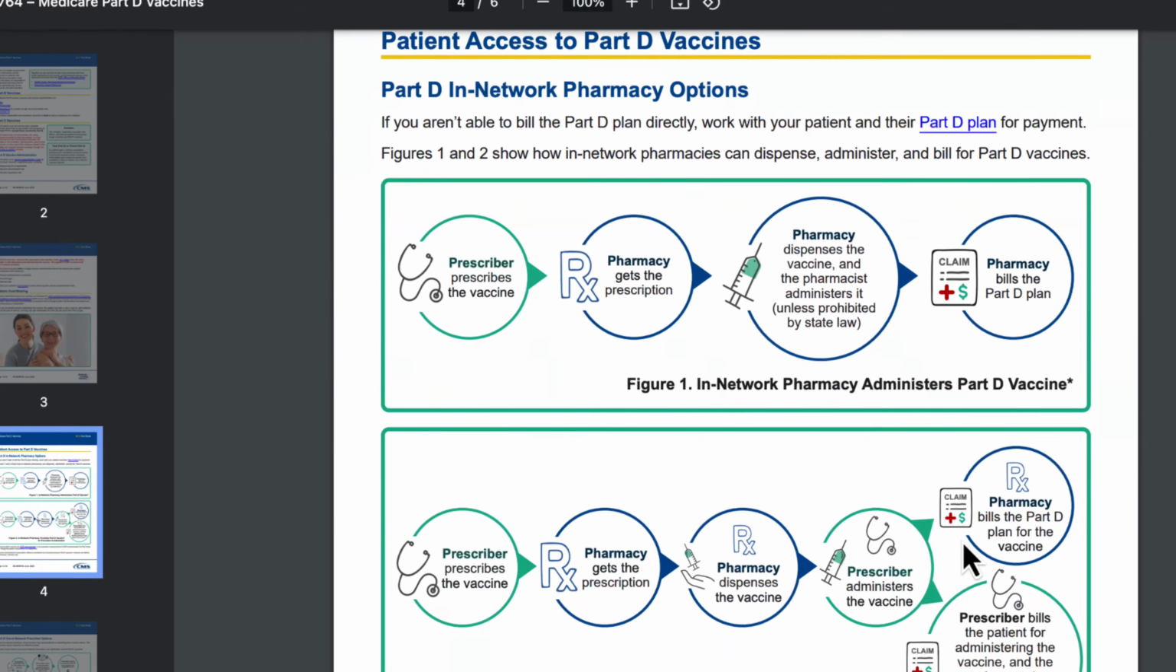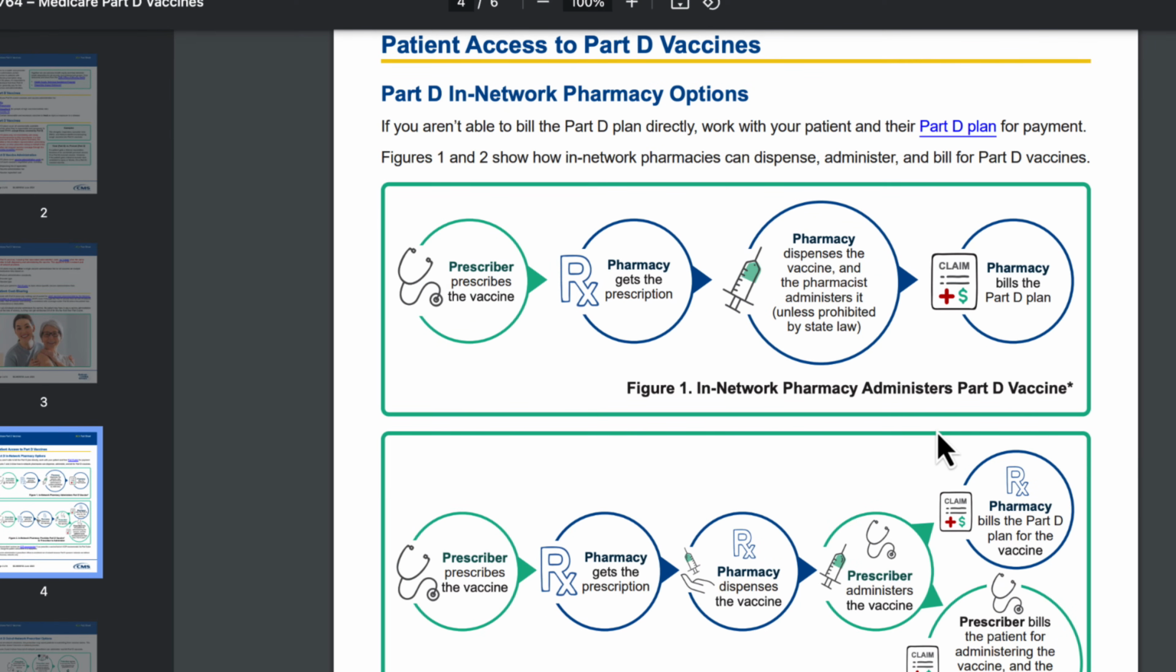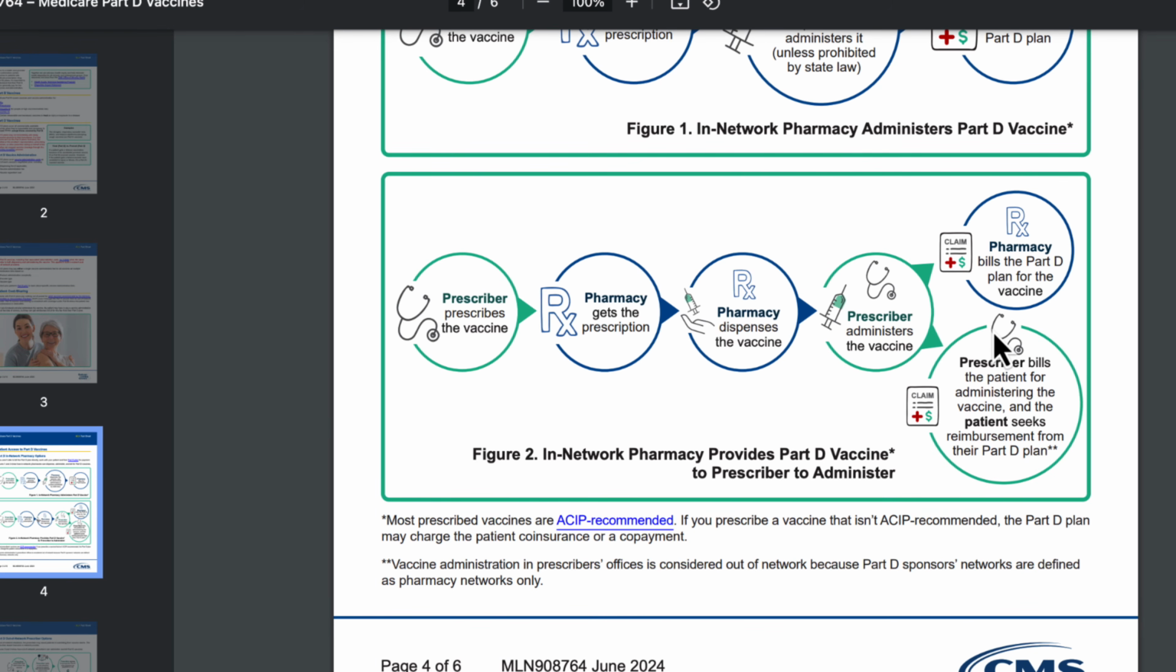Now, the easiest way to avoid this, of course, is to have the vaccine administered at the in-network pharmacy. So your doctor would recommend or prescribe the vaccine, the pharmacy would have it in stock, you go there and have it administered, and then the pharmacy bills your Part D plan directly. No payment or involvement from you, except, of course, getting the shot.